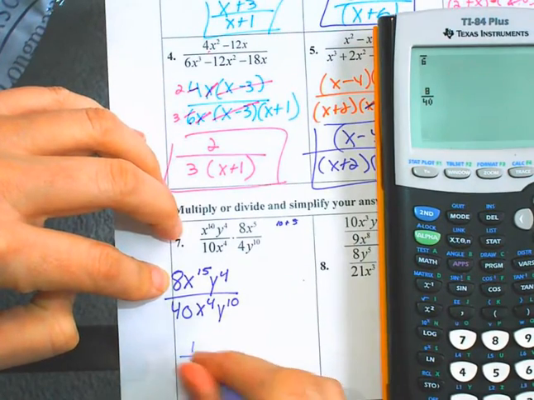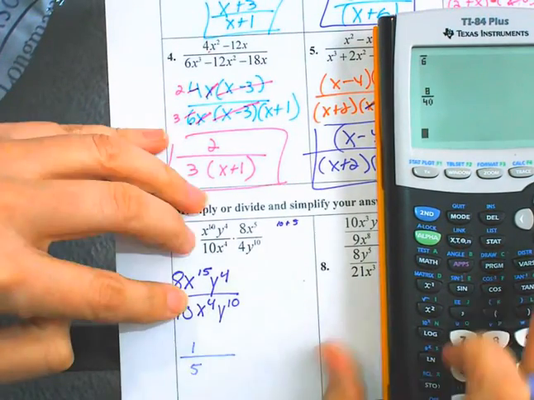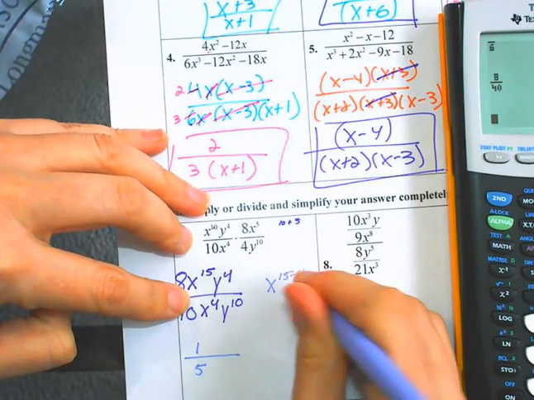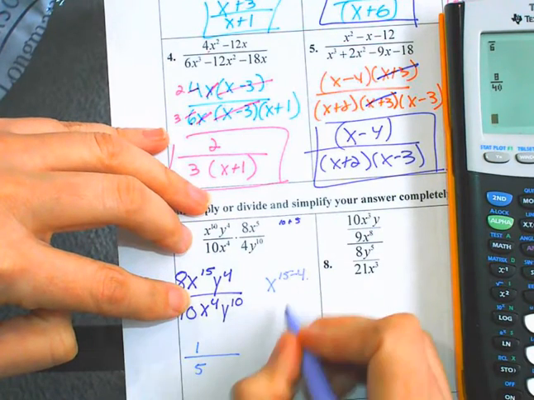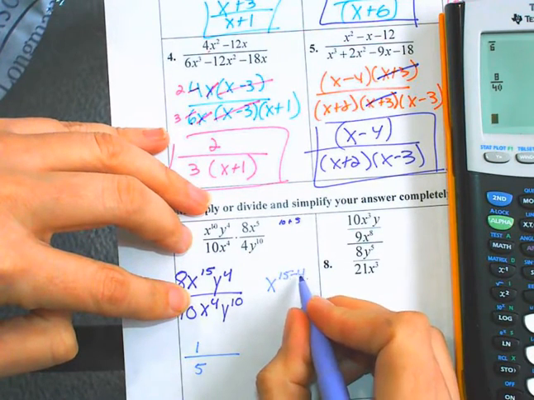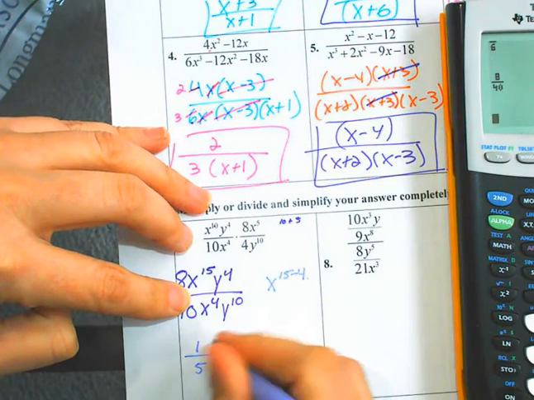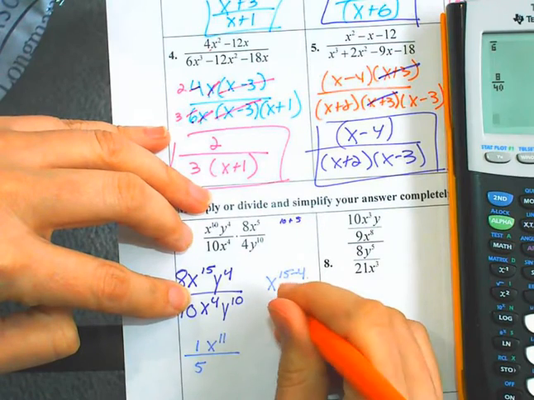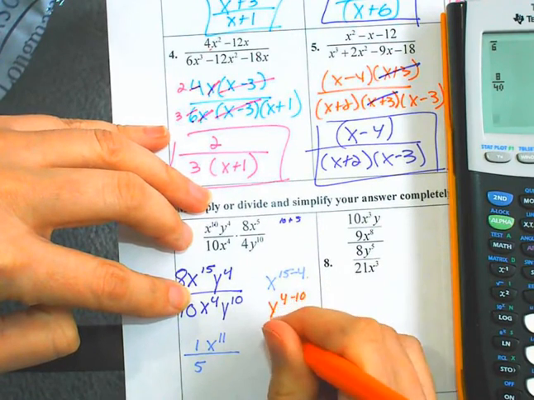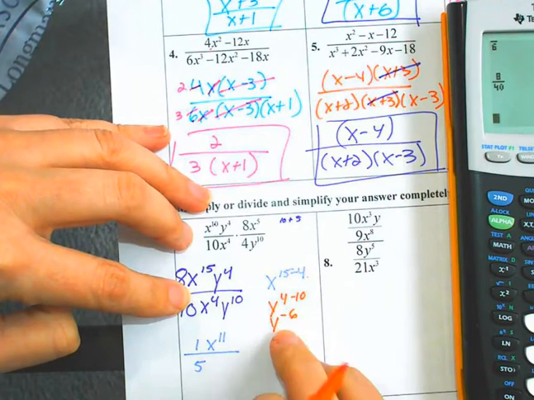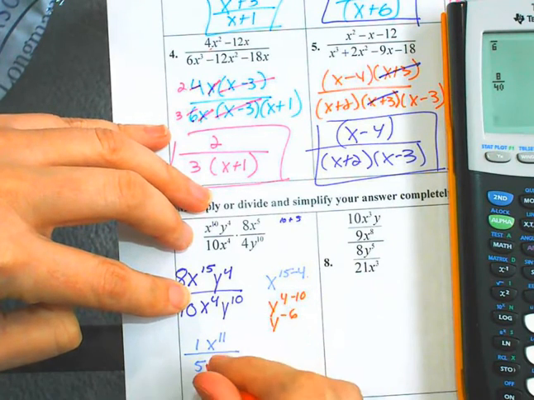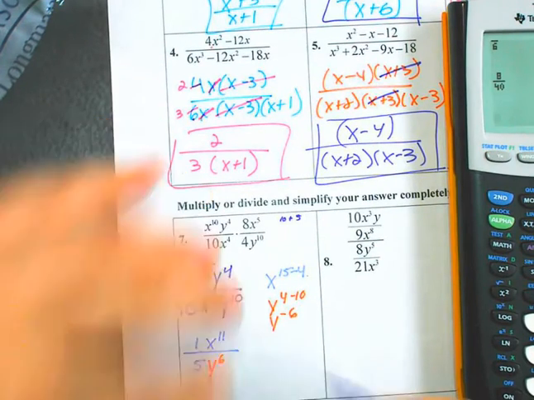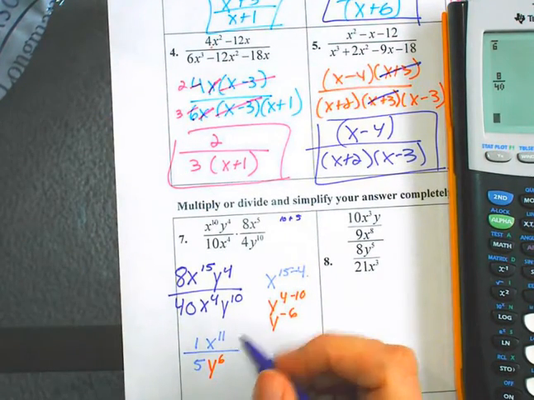So do a piece at a time. X to the 15th over x to the 4th. Remember that when you're dividing, it's 15 minus 4. When you're multiplying, it's adding the exponents. When you're dividing, it's subtracting the exponents. So that's going to be x to the 11th. And then we have y, 4 minus 10, which gives me y to the negative 6. When I come up with a negative exponent, that means we're just going to write it in the bottom, which is y to the 6th. So that is going to be your final answer.